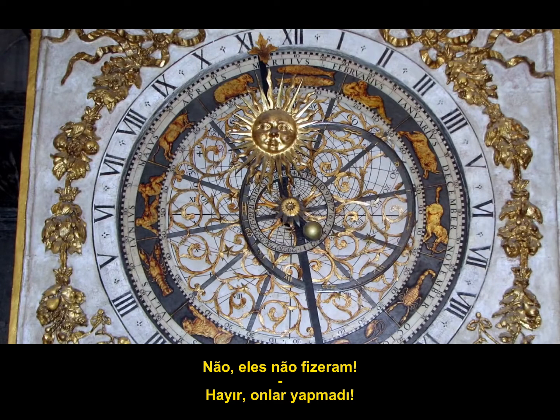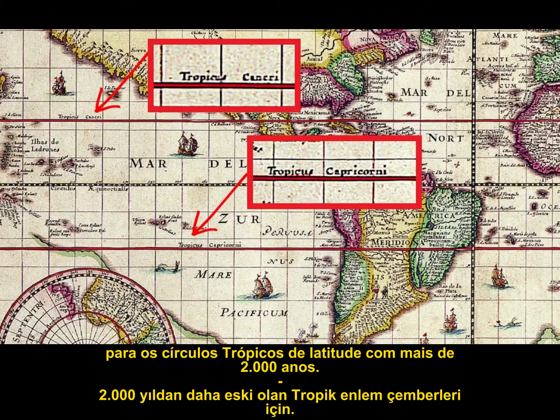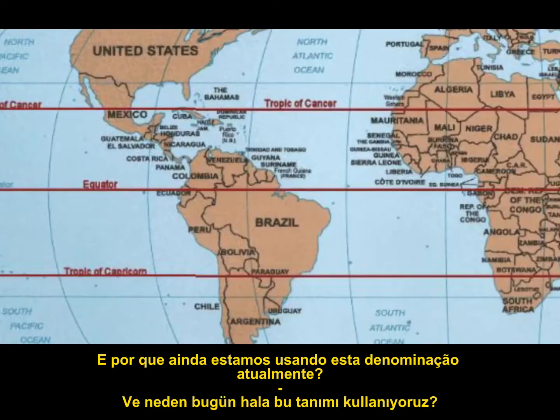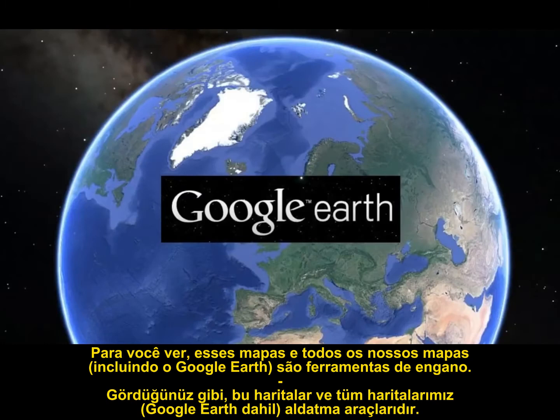No, they did not. All these historical maps present designations for the tropic circles of latitude that are well over 2,000 years old. Why? And why are we still using this designation today? For you see, these maps, and all our maps, including Google Earth, are tools of deception.